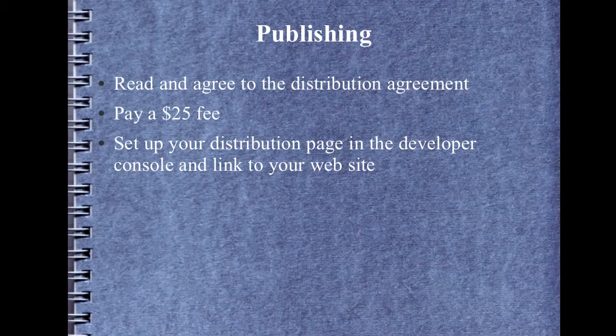Then finally, you set up your distribution page. This is the page that the user will see when they're in the Google Play Store and they tap on your app to select it. So you set up your distribution page with things like images from your app, marketing material, update information, etc. So have all of that marketing collateral and images and everything you need ready before you go to publish your application.